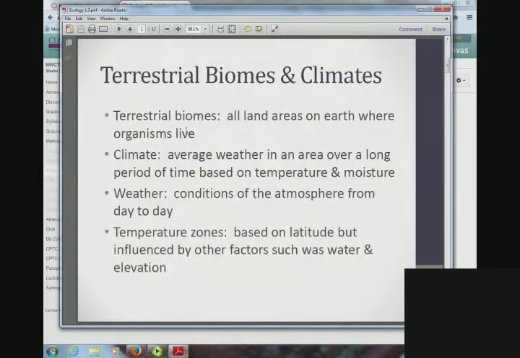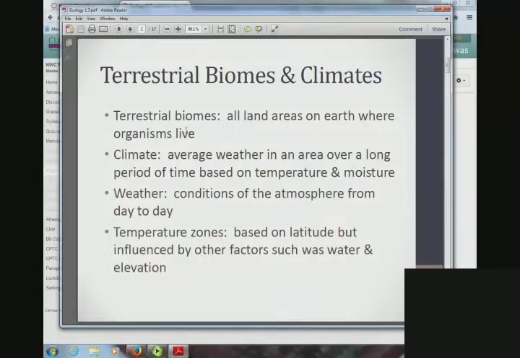So we have several different types of biomes on this planet. We have terrestrial biomes and we have aquatic biomes. The terrestrial biomes are going to be all the land areas on Earth where organisms live. Biomes are just the places where organisms live, including both aquatic and terrestrial.